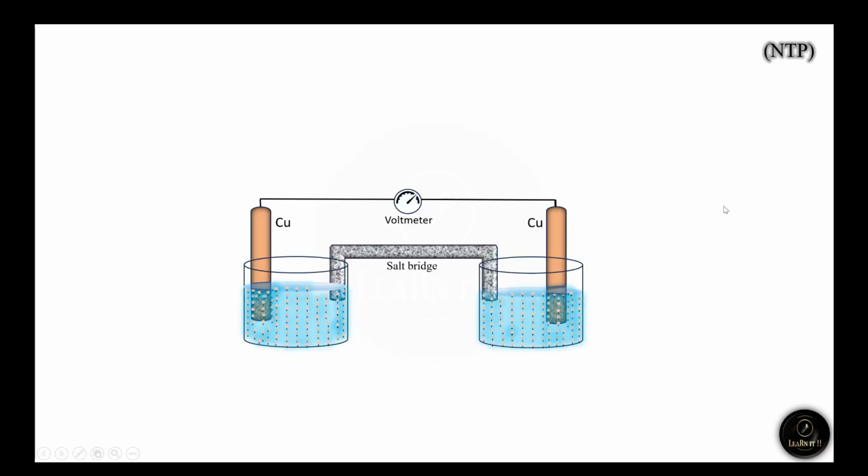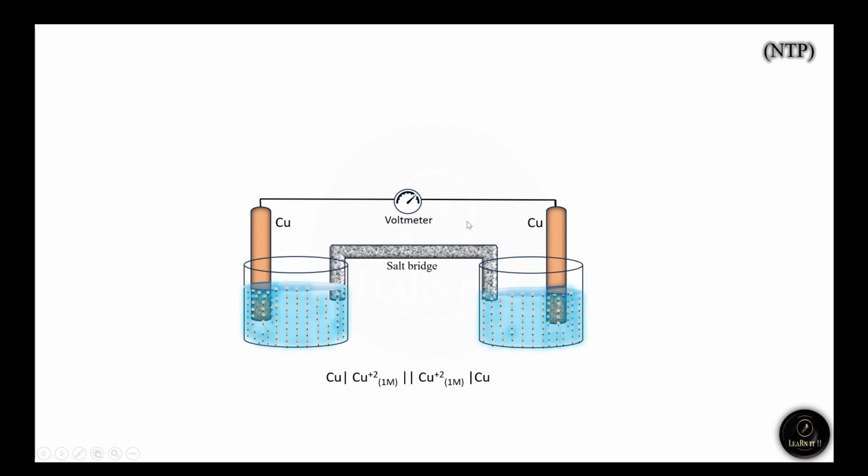Consider NTP and a cell made up of electrodes, both copper, connected by a salt bridge, with a voltmeter connected externally. Here the concentration of both the solutions is 1 molar. Then the question comes: what is the voltmeter reading?